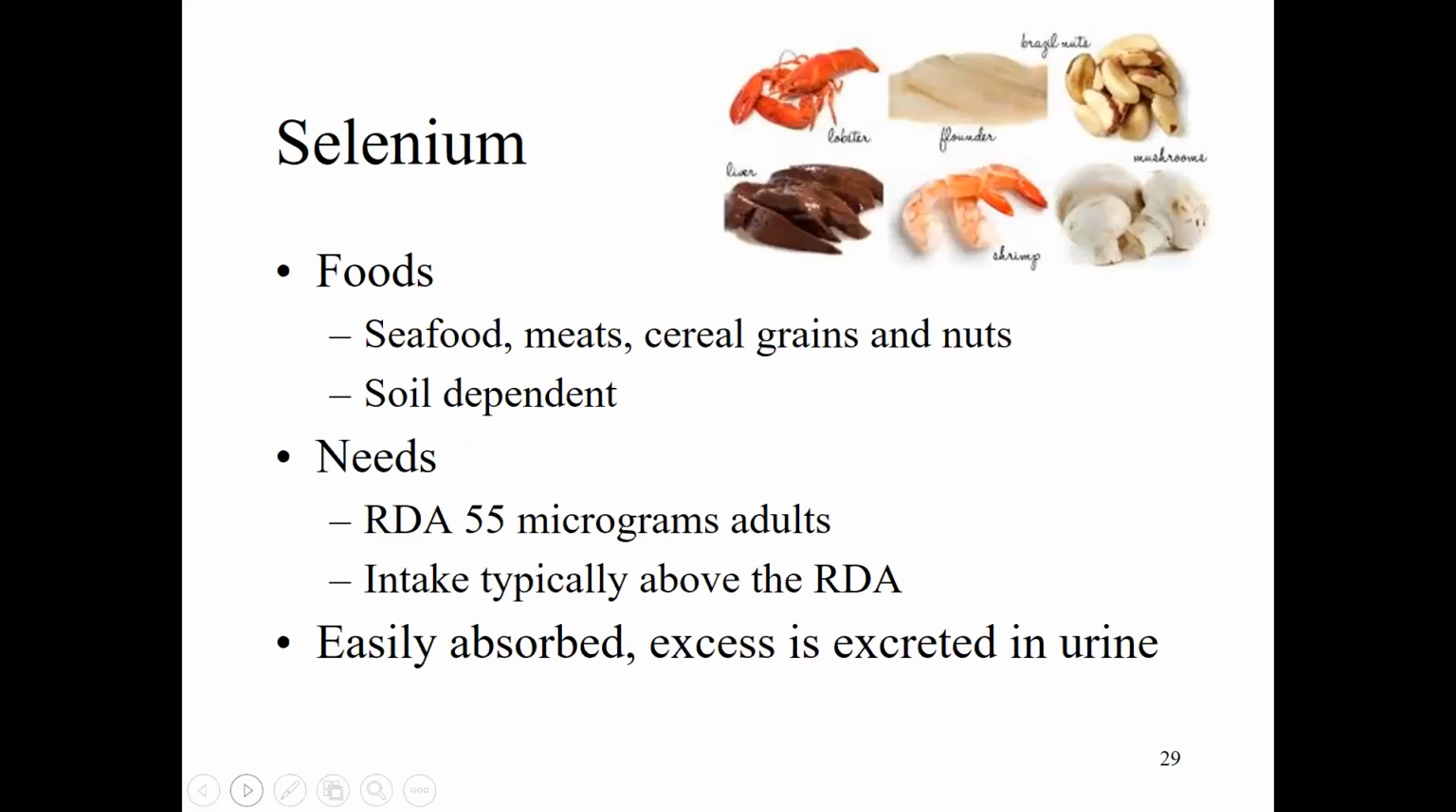Selenium is a mineral found in seafood, meat, cereal grains, and nuts. We get selenium from the soil. So if you grow, for example, wheat, and there's a lot of selenium in the soil, your wheat will have more selenium in it. It doesn't tend to be a problem nutrient. We usually have above the RDA. No major issues with absorption, and excess can be excreted in the urine, so it's not terribly toxic.